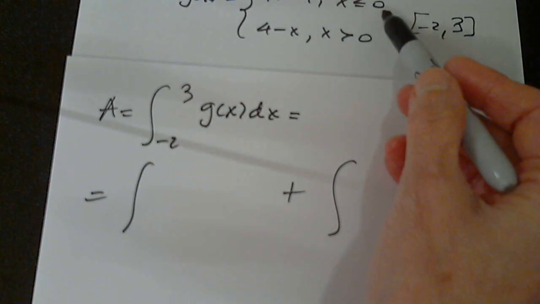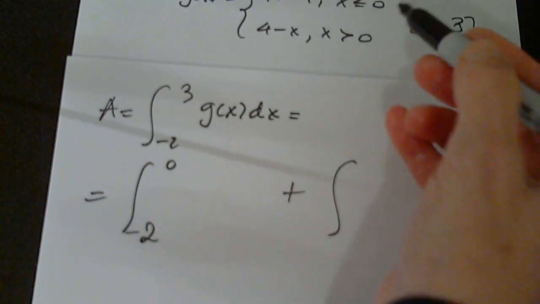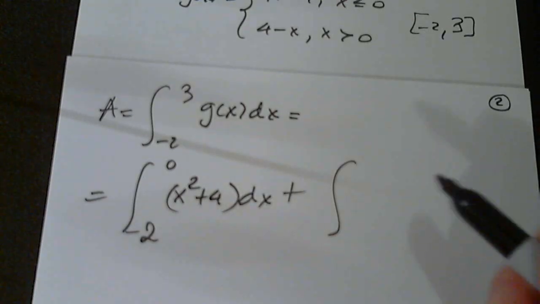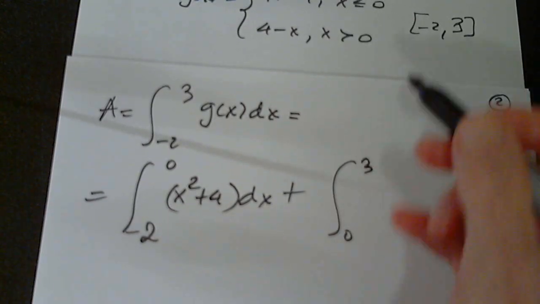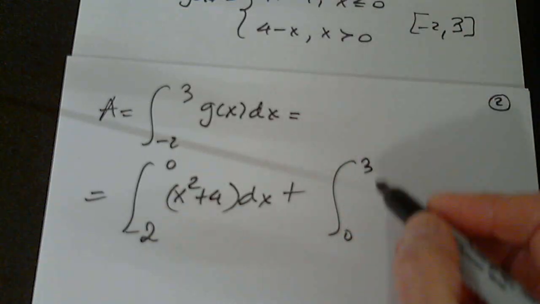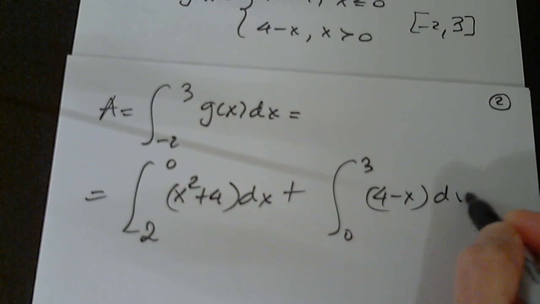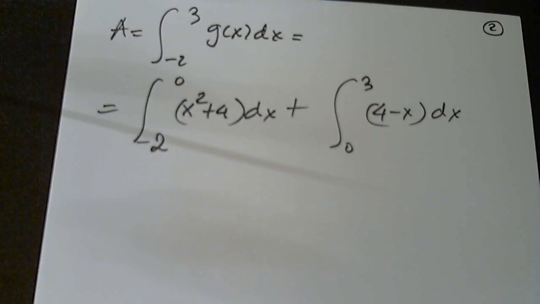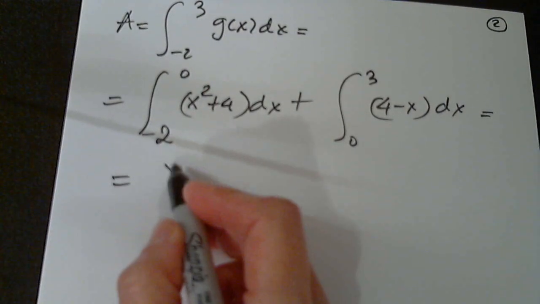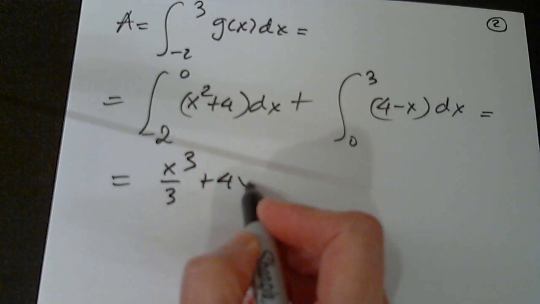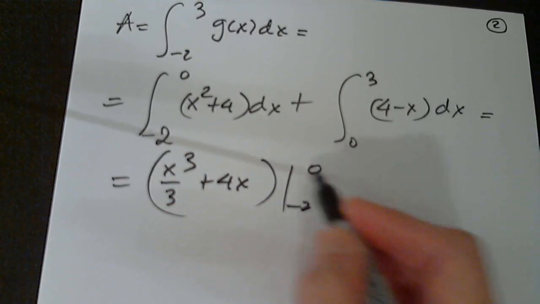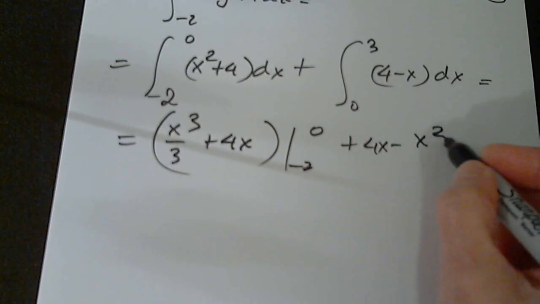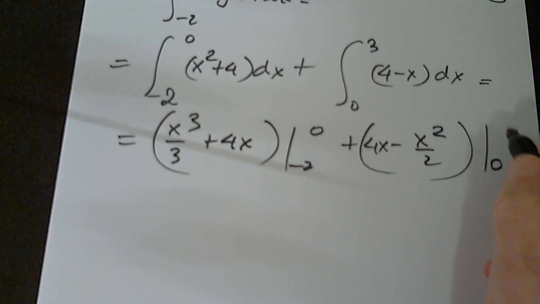One from negative 2 to 0 from x squared plus 4 dx, and the other one from 0 to 3 from 4 minus x dx. Good. So this is x to the third over 3 plus 4x from negative 2 to 0, and plus 4x minus x squared over 2 from 0 to 3.